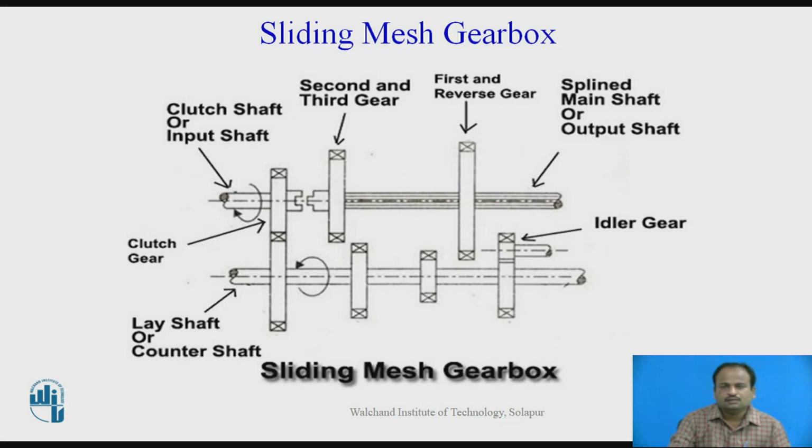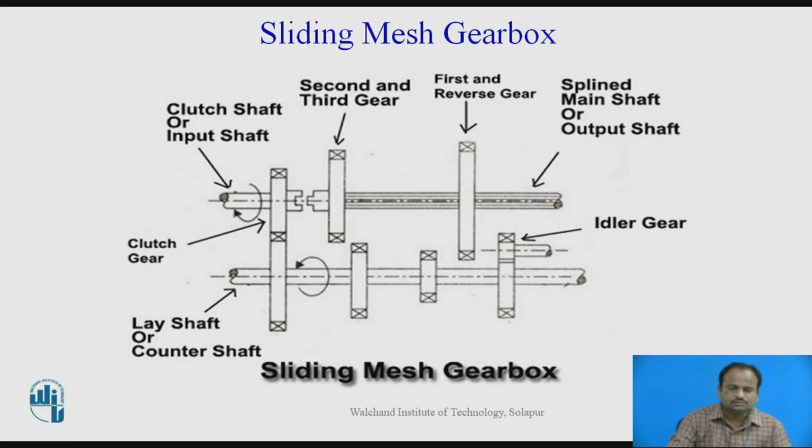In this case, the idler gear is mounted on the lay shaft gear and that is operated with the help of first gear. So in this particular gear box, we can see there are 4 gears. One is of first and reverse gear, second one is second gear, third one is clutch shaft or input shaft gear. When main shaft is directly connected with the clutch shaft, third gear is third speed that we are getting.